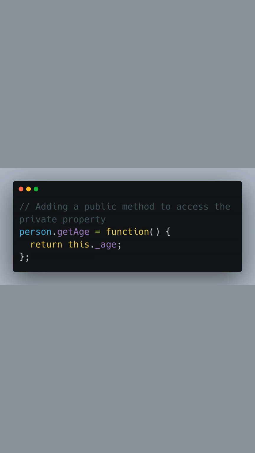Now, even though we've created a non-enumerable property, we still might want to provide controlled access to it. This can be accomplished with a public method. Here, we define getAge directly on the person object. This is a function that returns the value of _age. Since functions are public by default, getAge can be called by anyone with access to the person object.